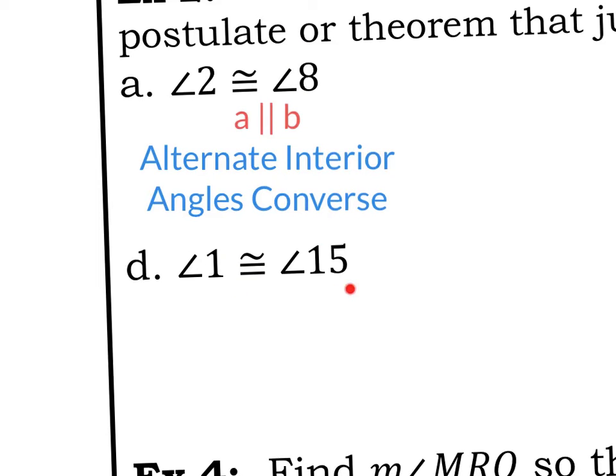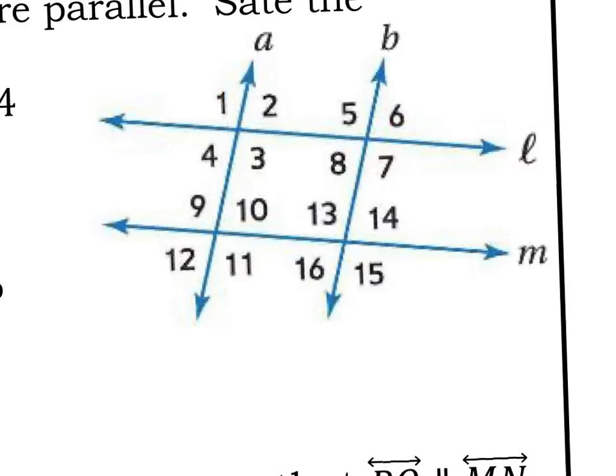Let's just skip to D since it's right there. If angle 1 is congruent to angle 15, can we tell if the lines are parallel? So angle 1 is here, angle 15 is there. This is on the exterior of transversal A, this is on the exterior of transversal B.